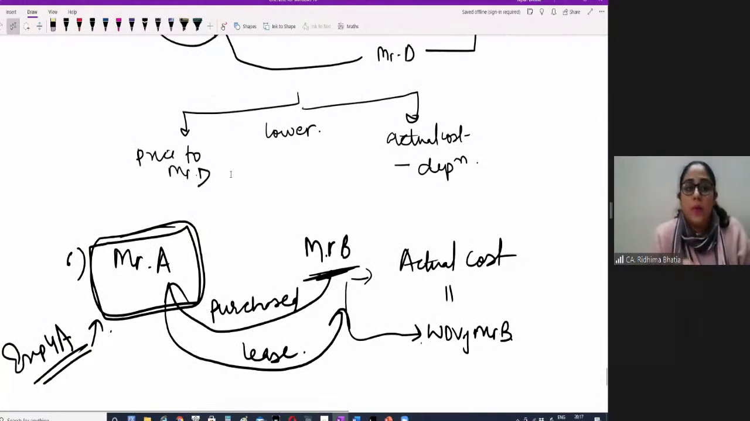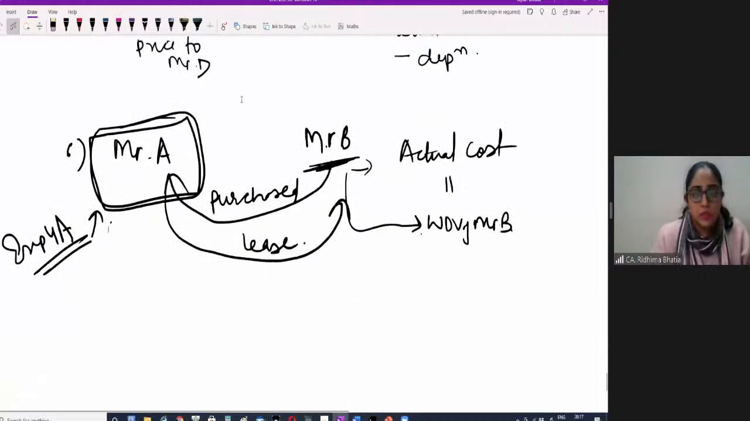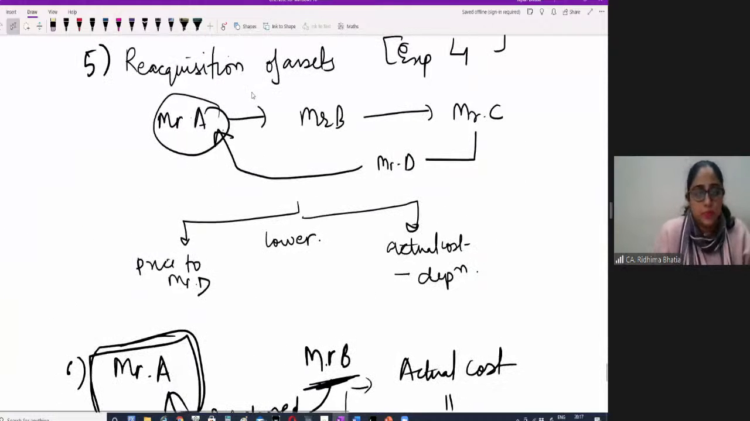Next, when you purchase an asset and then you lease it back to the same person from whom you have purchased, the cost would be the written down value in the books of the person from whom you have purchased. Any doubts?